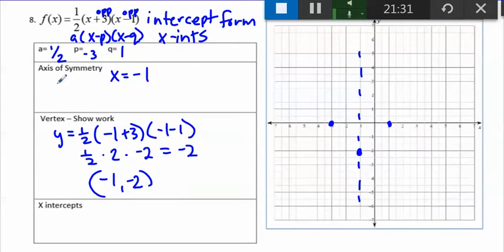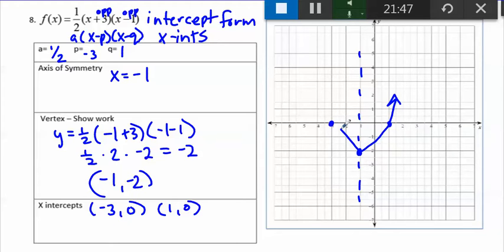Okay. The intercepts we already said are at -3 and at 1, and you want to write them as points. So you have (-3, 0), and you have (1, 0). And you can graph through the vertex and through those points.